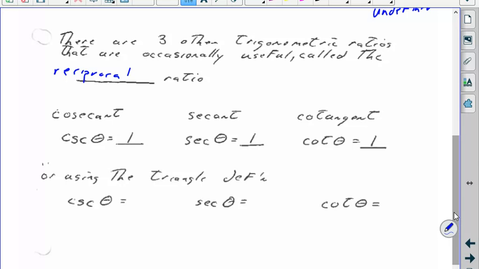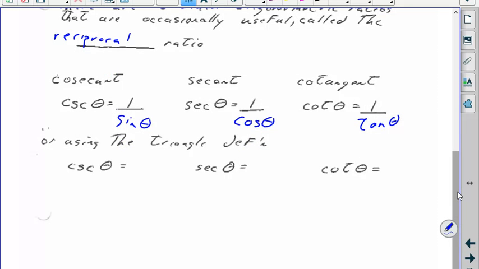So cosecant is the reciprocal of sine theta. So that's the definition. Now remember, that one starts with a C, sine starts with an S. Secant is the reciprocal of cosine theta. Starts with an S, starts with a C. Cotangent theta, well, it's right in the name. It is the reciprocal of tangent. So those ones are given to you on your formula sheet, the definitions for those reciprocals.